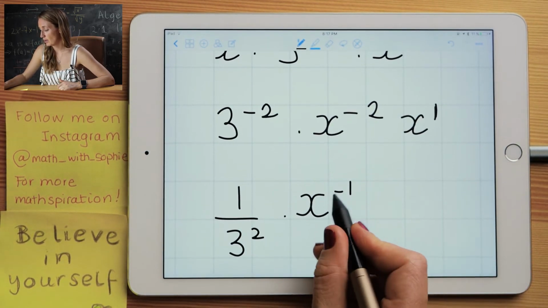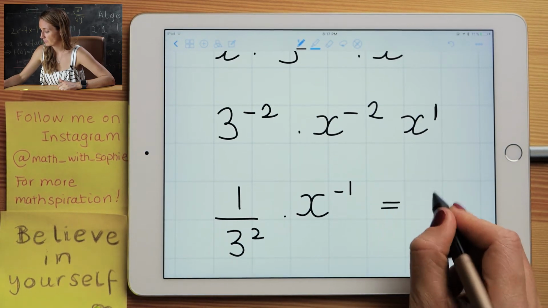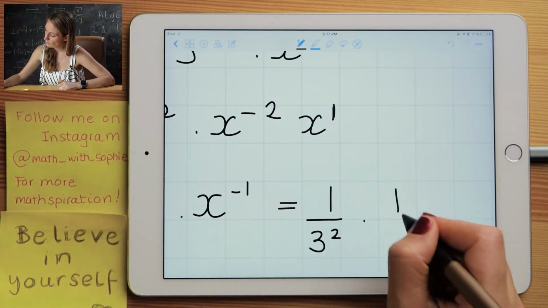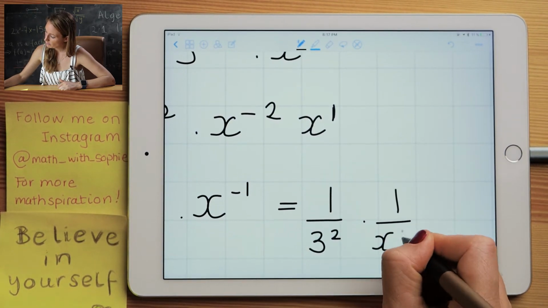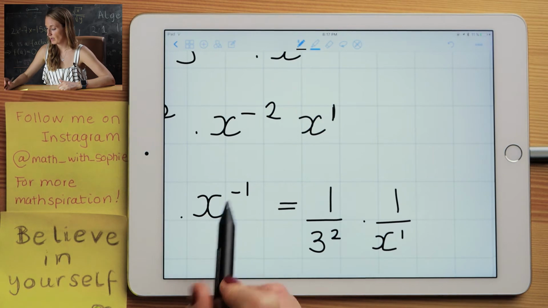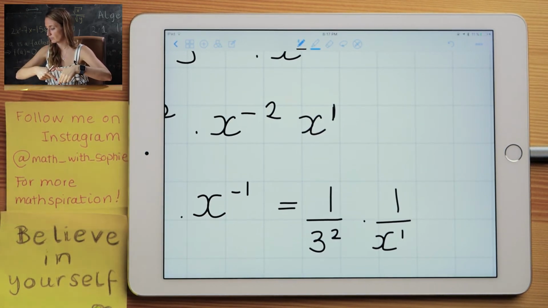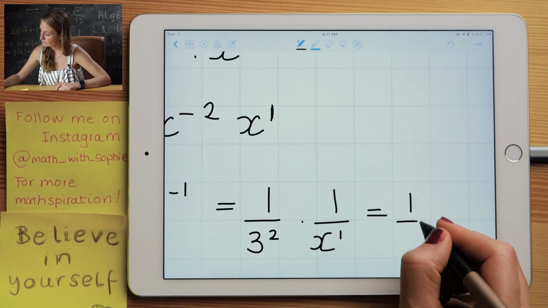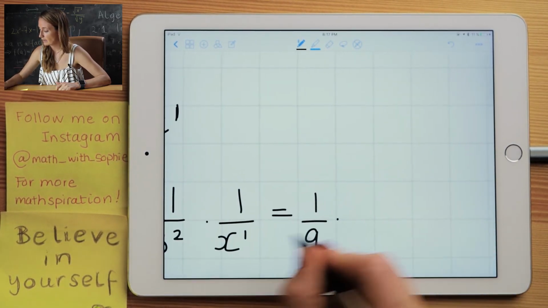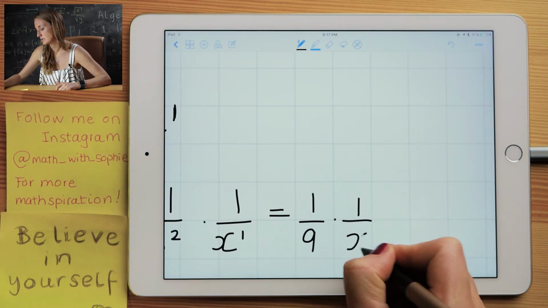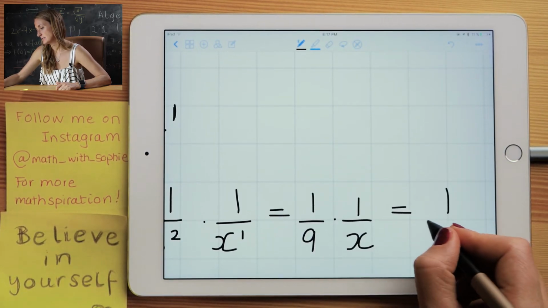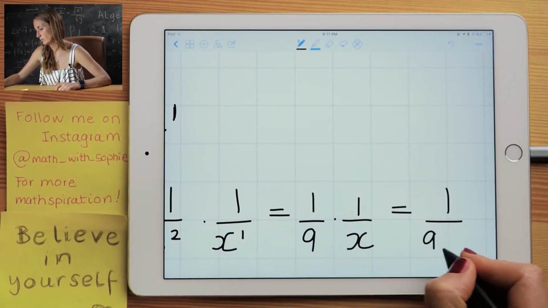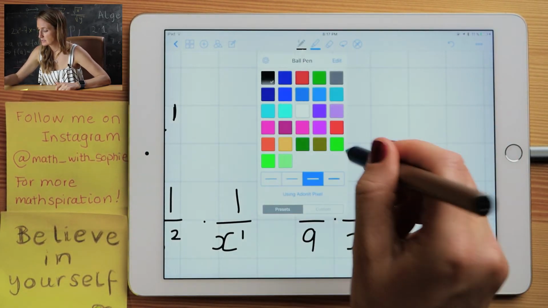And again, we've got another negative power, so we're going to flip that upside down as well. So we're going to have 3 squared times by 1 over x power 1. So anytime you have a negative, just flip it onto the bottom. 1 over 3 squared is 1 over 9 times by x power 1, which is the same as x. So my final answer here is going to be 1 times 1 over 9 times x, which will be 9x.